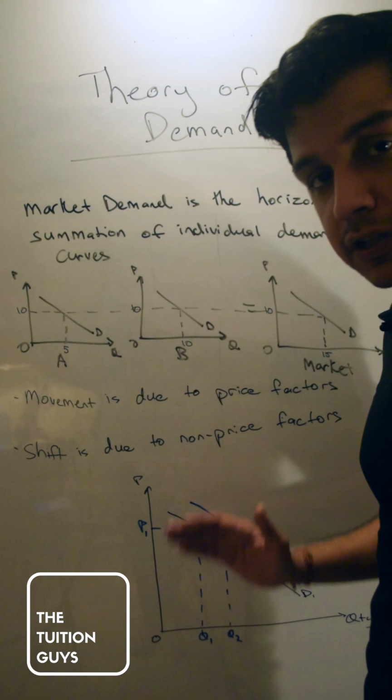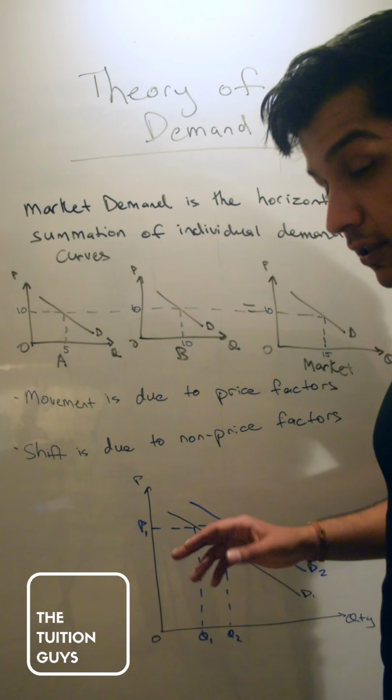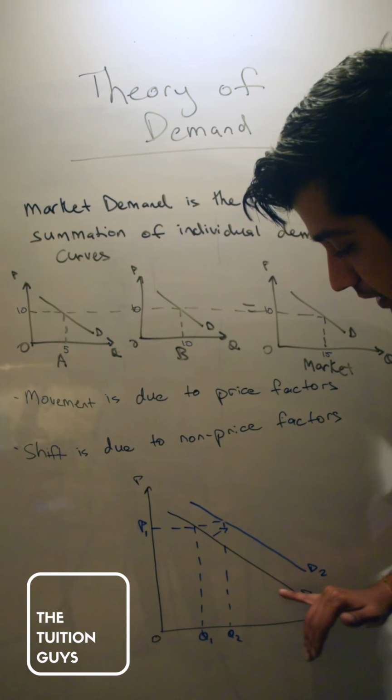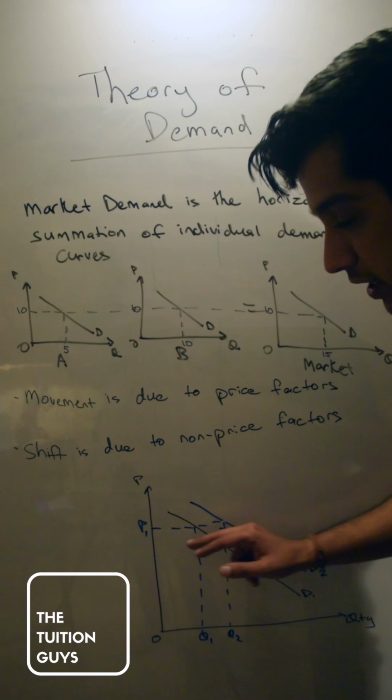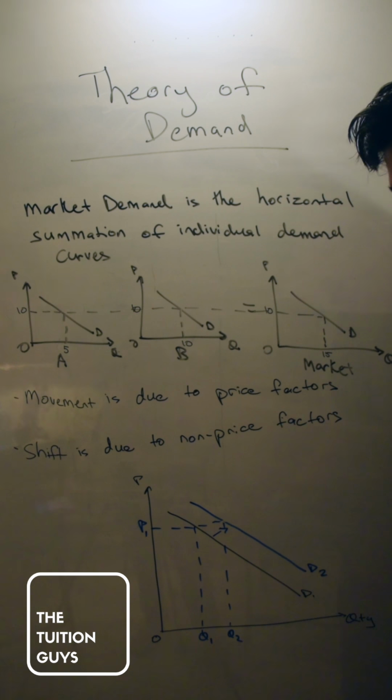And the same is going to happen when the shift is inwards. Less is demanded at each and every price. Again, if there's a demand shift not from D1 to D2, but from D1 to, let's say, D3, it moves in. At each and every price level, the quantity demanded will go down. Again, take a screenshot. There's one last thing.